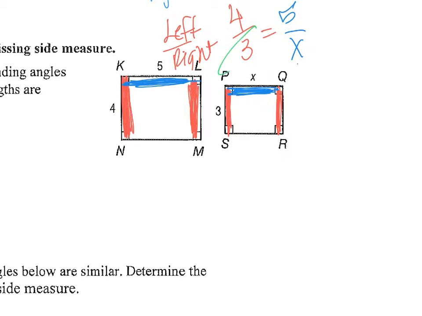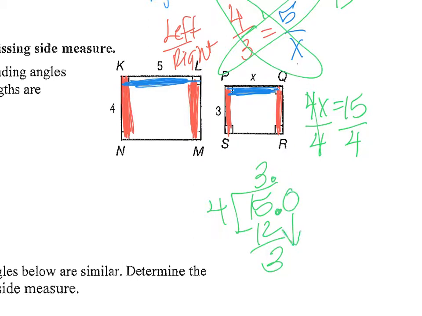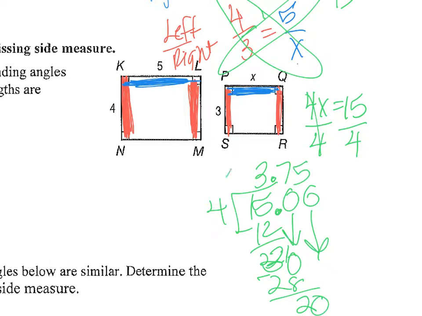Then we need to cross multiply. 3 times 5 is 15, and 4 times X we write as 4X. So 4X equals 15. Then I just have to divide to get rid of that 4, so I have X left. 15 divided by 4: 4 can go into 15 3 times, minus 12, that gives me 3. I'm going to add a decimal and bring that down. 4 can go into 30 7 times, so 28. I'm left with 2, add a 0. 4 can go into 20 5 times. So my missing side length is 3.75.